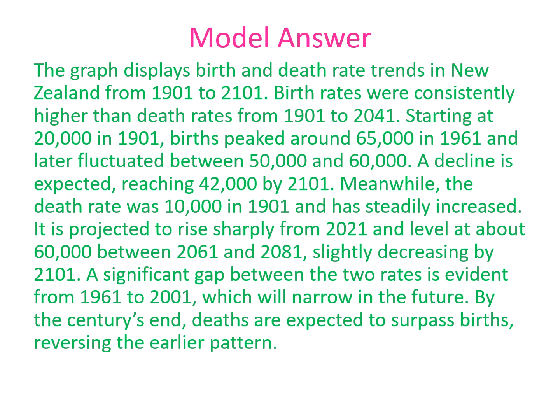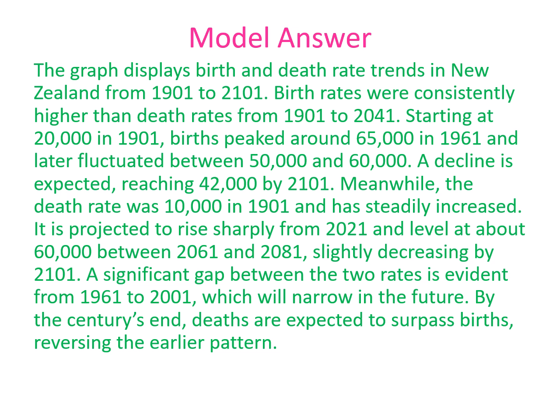Birth rates were consistently higher than death rates from 1901 to 2041, starting at 20,000 in 1901, peaking around 65,000 in 1961, and later fluctuating between 50,000 and 60,000. A decline is expected, reaching 42,000 by 2101. Meanwhile, the death rate was 10,000 in 1901 and has steadily increased.